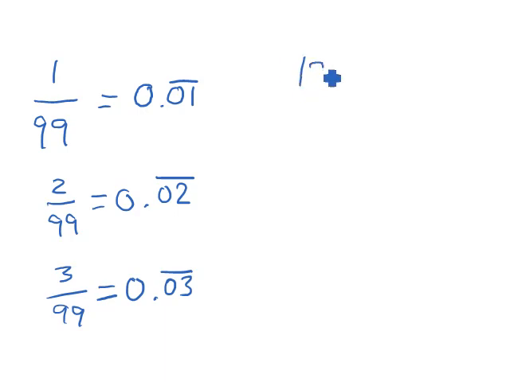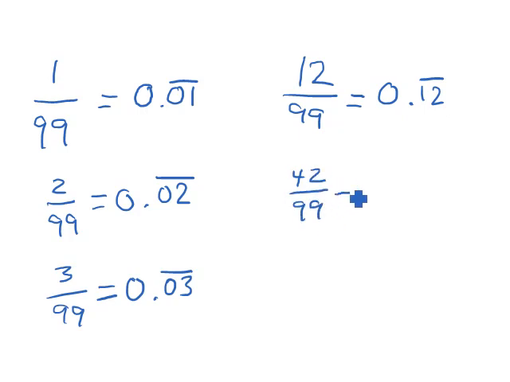Now start predicting here. What would it be if I put up 12/99ths? Can you guess? What does the pattern tell you? There it is. 12 repeating. And what about 42/99ths? Well, that's just 0.42 repeating. So this is a pattern that you can use.